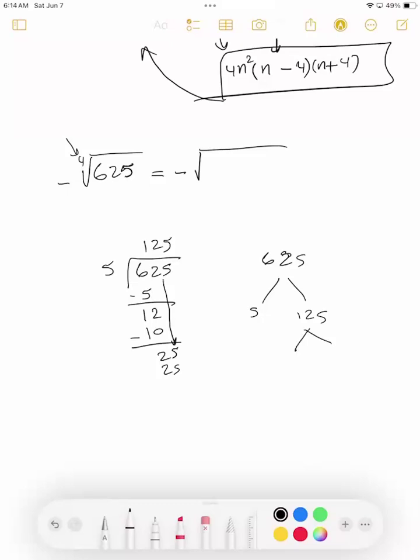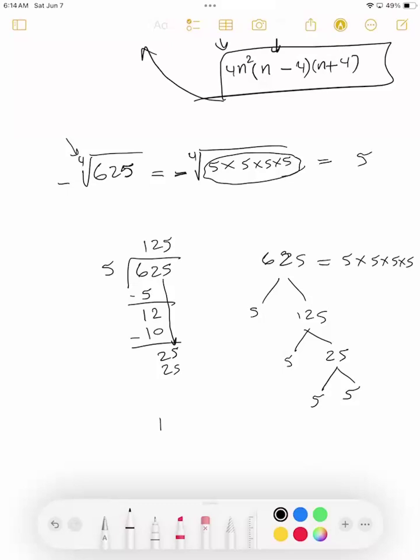Then 125 is also divisible by 5. If I divide 125 by 5, I get 25. So I can write 625 as 5 times 5 times 5 times 5, 4 5s. Since I'm looking for fourth root, I have 4 5s. It comes out as one 5, and I carry the negative.